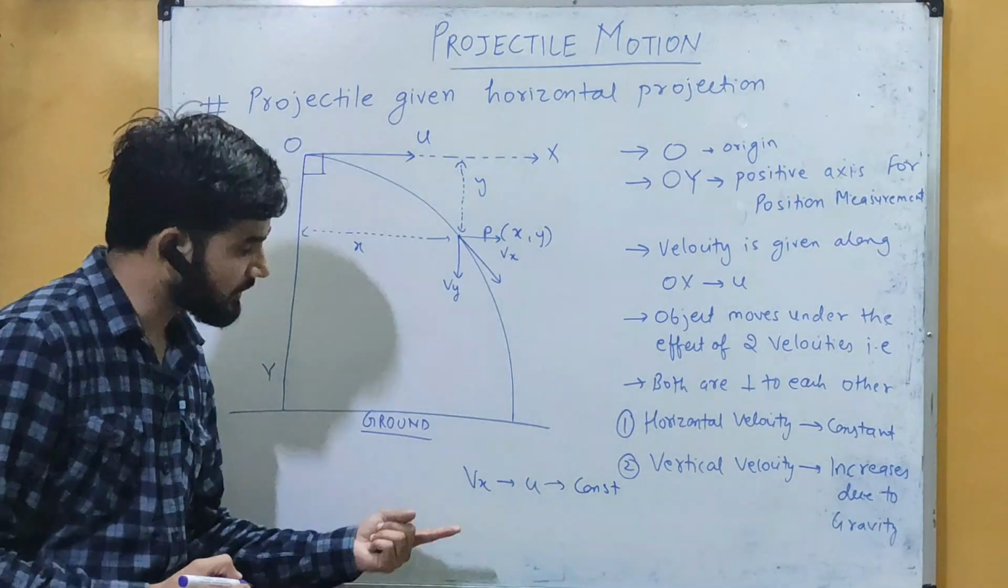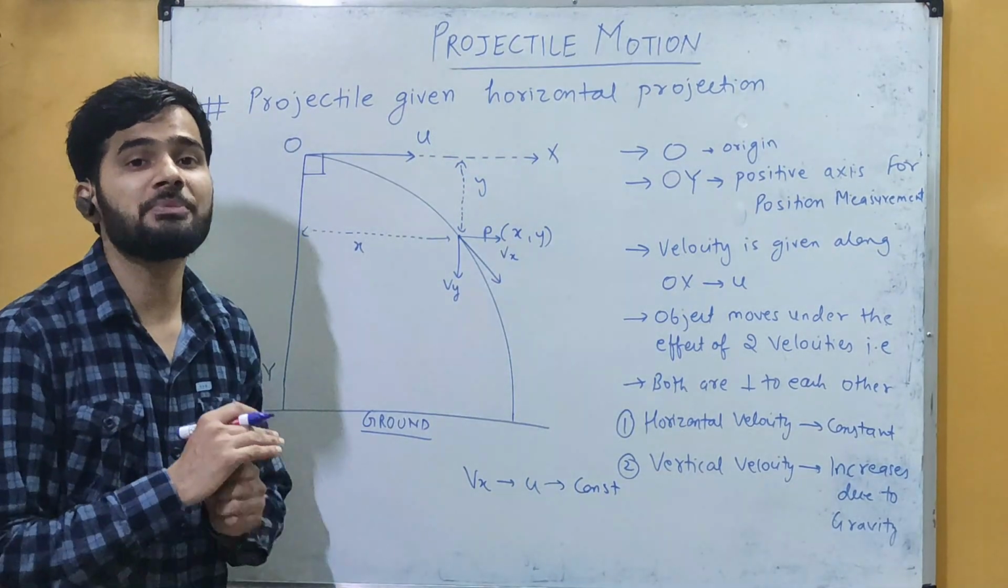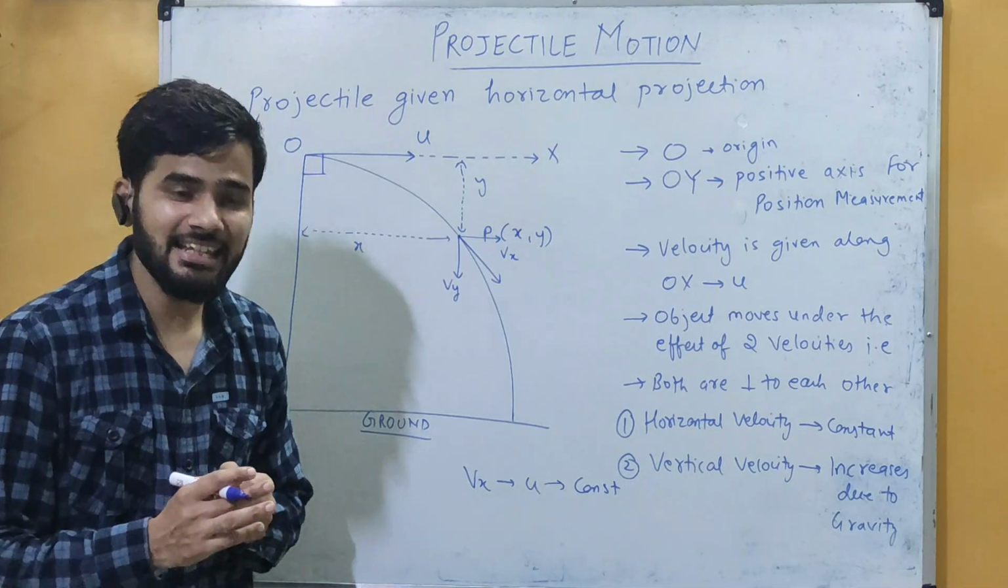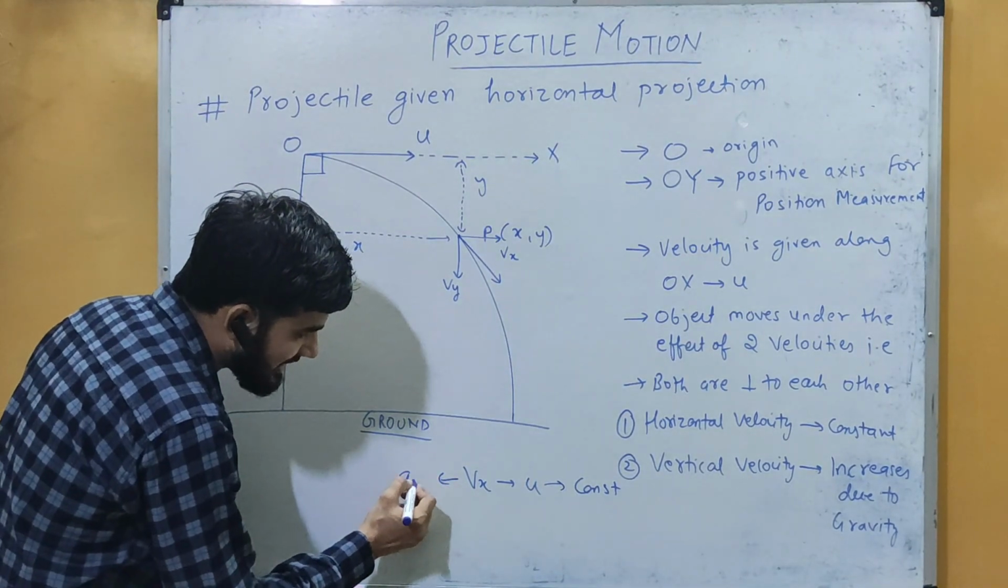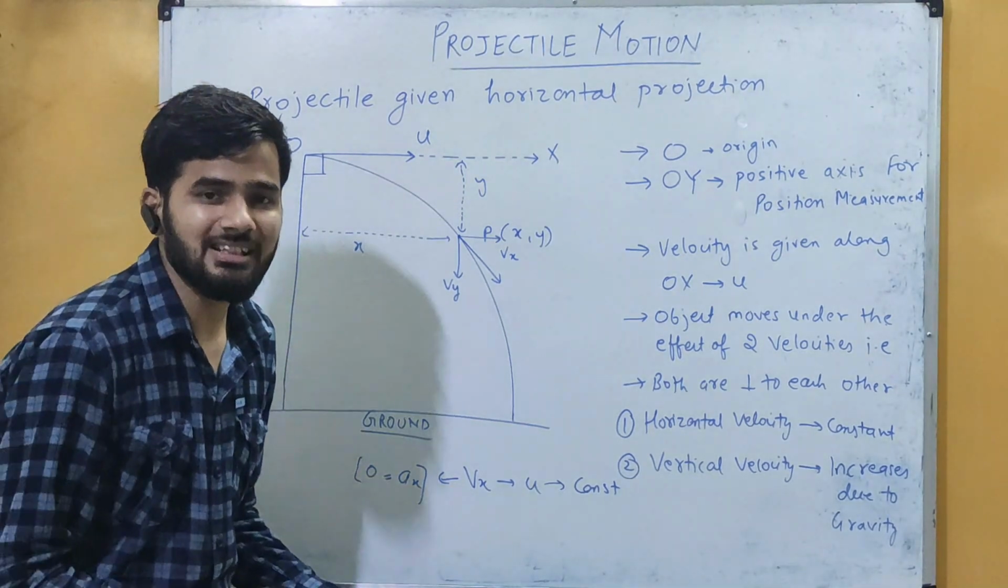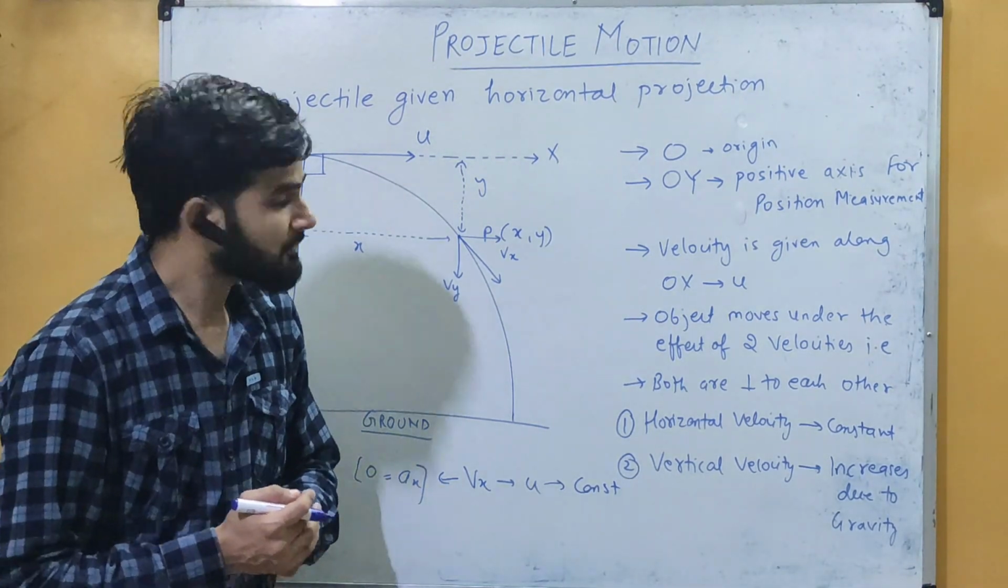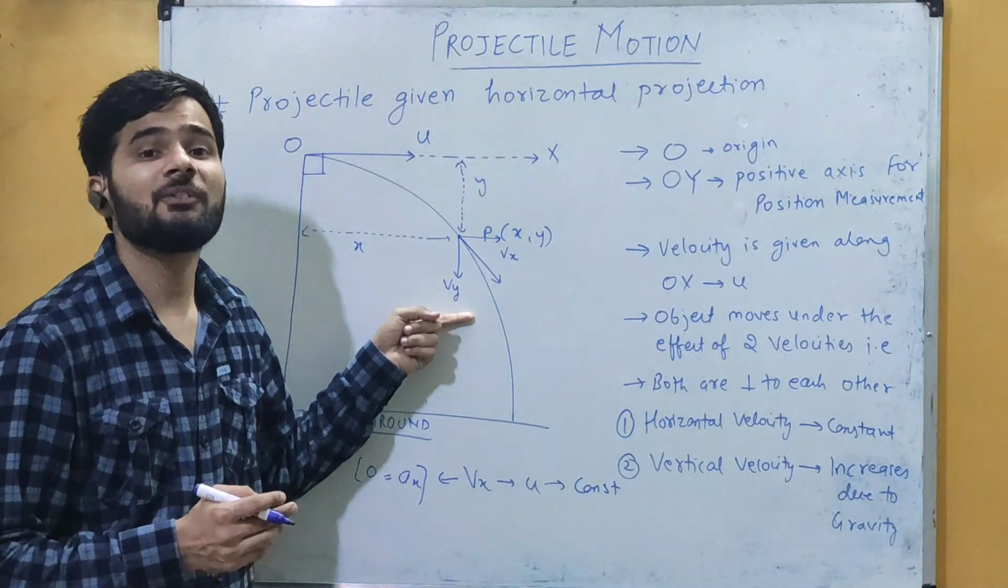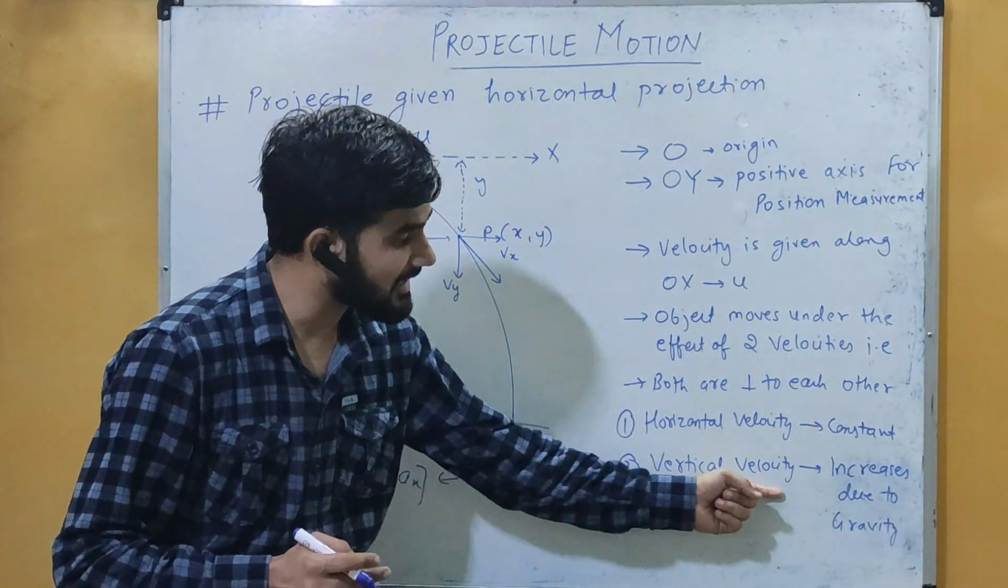और आप ये भी कह सकते हो कि इस velocity की वजह से यहाँ पर object के अंदर कोई भी acceleration नहीं आएगा. Meaning here you can say this acceleration along x-axis will be equal to 0. If velocity is constant then acceleration will be equal to 0. Here we have another velocity that is Vy. This is the vertical velocity.